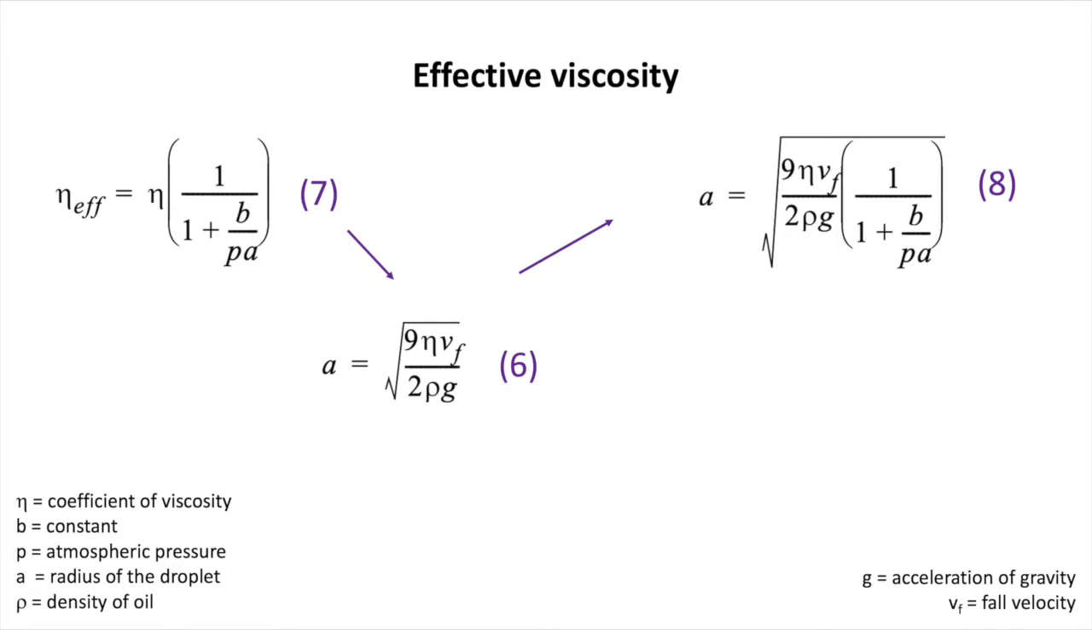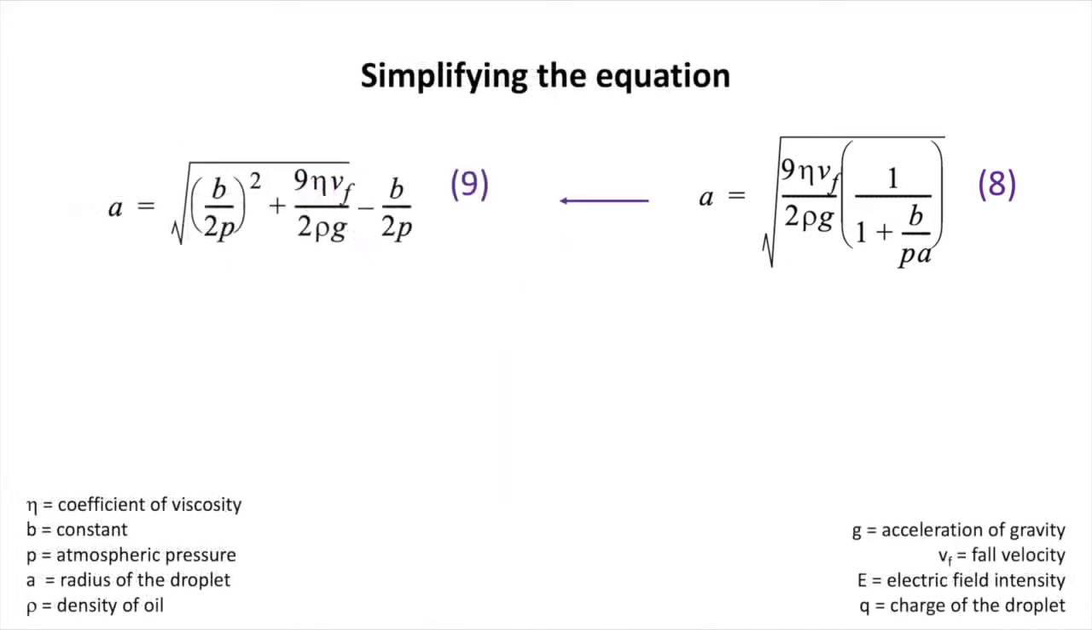This is equation 7. It depends on a constant b, the atmospheric pressure P, and the radius of the droplet A. Now we can substitute the viscosity in equation 6 with the effective viscosity in equation 7 and get to equation 8. We can then manipulate equation 8 to remove the term A from inside the square root, obtaining equation 9.